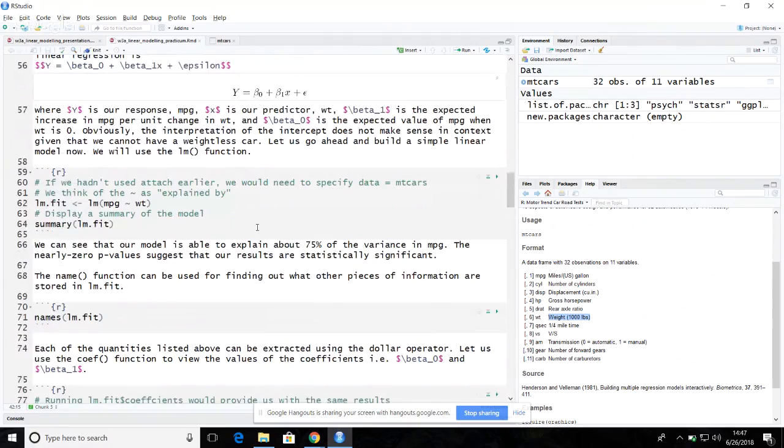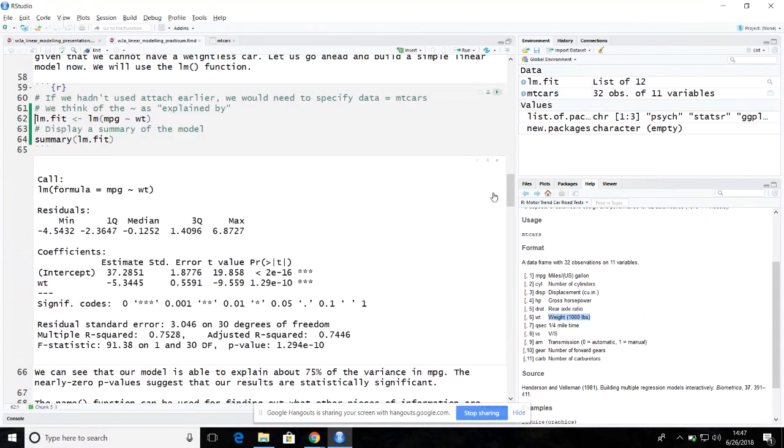The way we build a linear model is really simple. We use the lm function. The call is really simple. Here, basically what I'm doing is building a model where the tilde sign can be interpreted as "explained by." So this is just saying build a model where MPG is explained by weight. We store it in lm.fit and then display a summary.